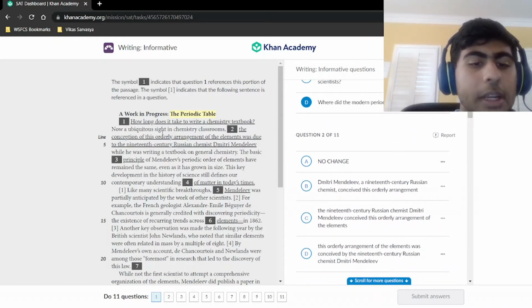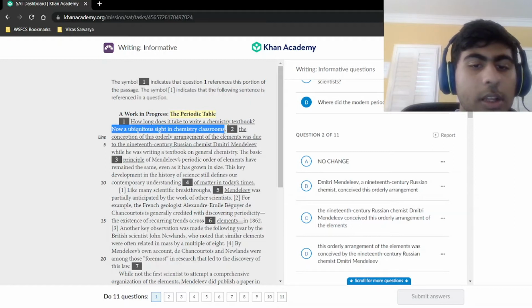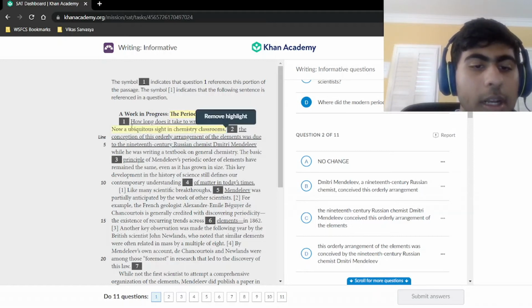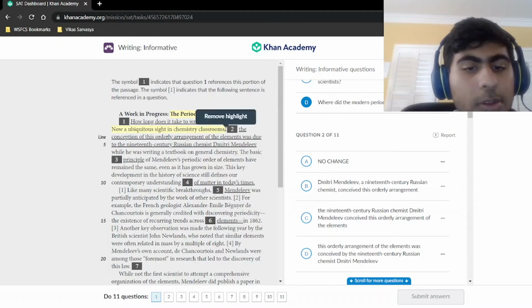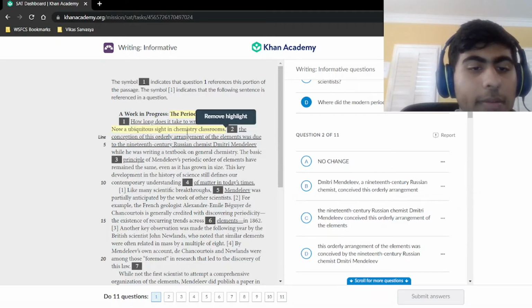Now ubiquitous sight in chemistry classrooms, the conception of this orderly arrangement of the elements was due to 19th century Russian chemist Dmitry Mendeleev while he was writing a textbook on general chemistry. So this is a modifier, right? So what is the ubiquitous site in chemistry classrooms? It's the periodic table. So the first part after this has to be the periodic table, or something that is just another way to say the periodic table, because the modifier has to modify the first word that comes here, which is going to have to be the periodic table.